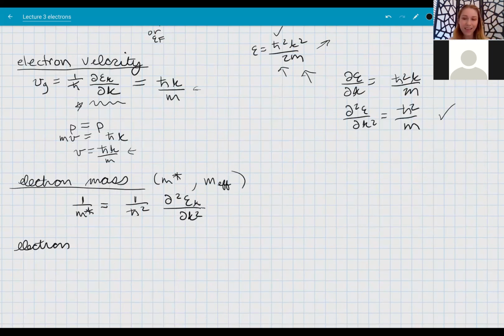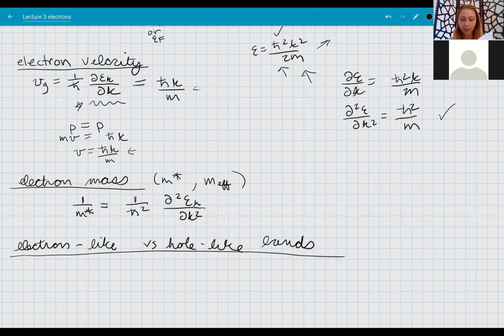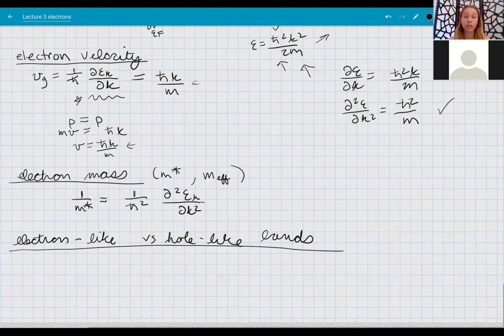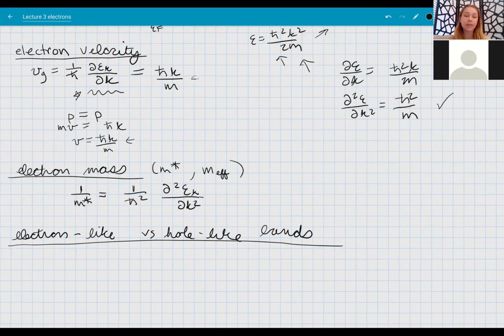The last thing that I want to briefly mention before I move on to the next slide is electron-like versus hole-like bands. This is another aspect of charge carriers inside a material. They can behave differently from free space electrons in the sense of having a different mass. And another way that they can behave differently is that some of them can behave like positrons, like positively charged particles, which are also called holes.